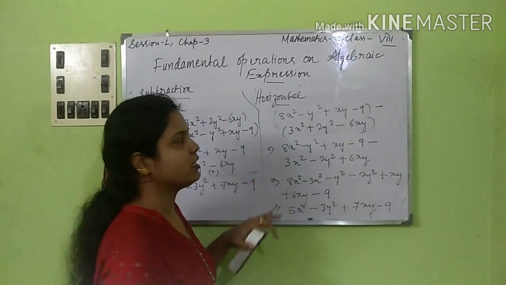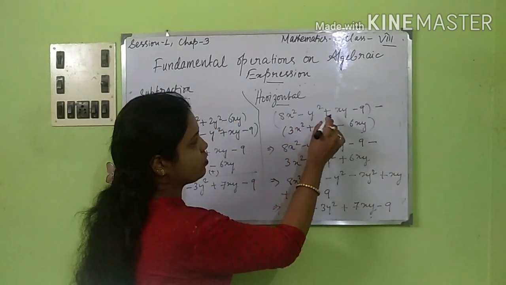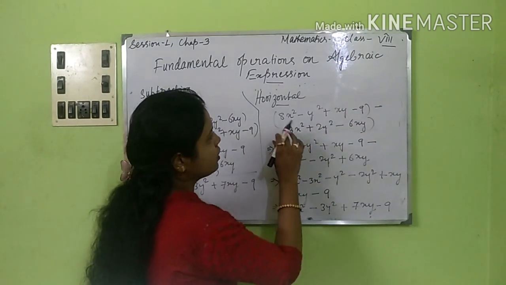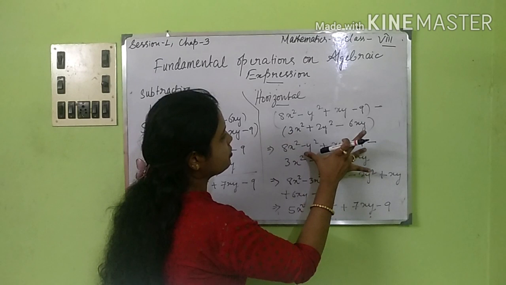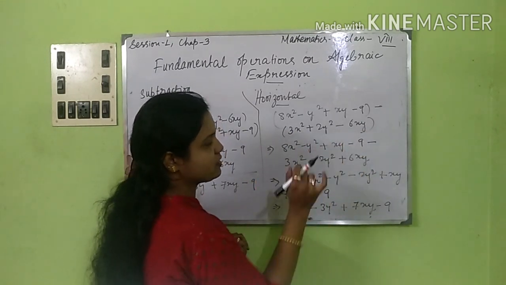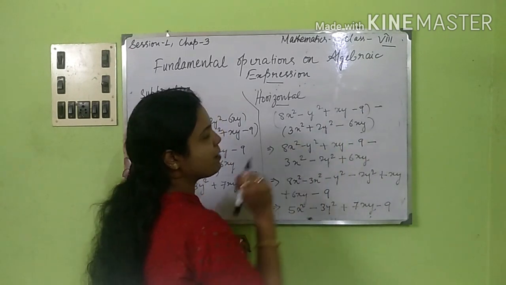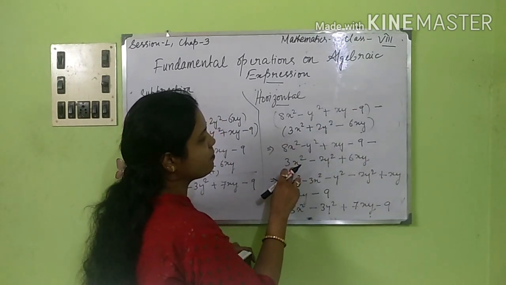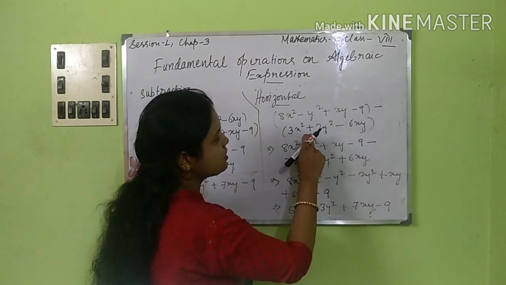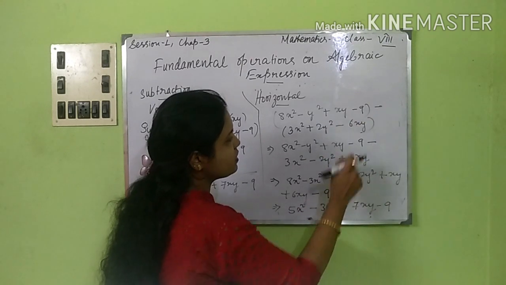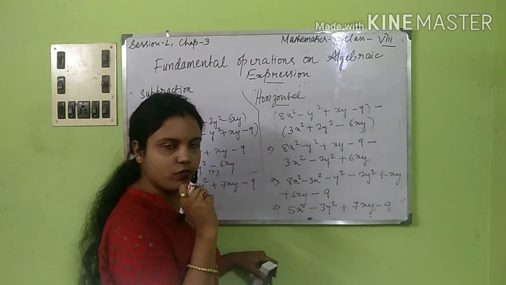Now coming to the horizontal method: 8x square minus y square plus xy minus 9, minus this term. First, we are going to keep this whole term intact: 8x square minus y square plus xy minus 9 minus. Now you multiply with the signs. Minus plus 3x square, that means it will be minus 3x square. Minus plus minus, minus 2y square. So we have written minus 2y square. Minus minus plus, plus 6xy. That's what we have written.